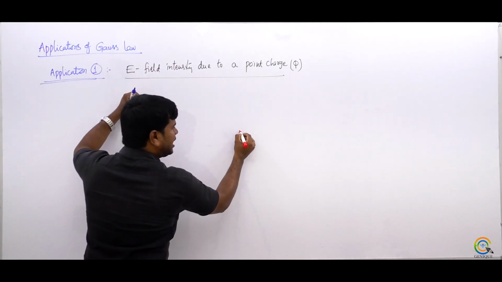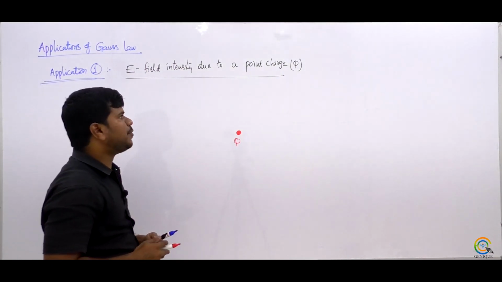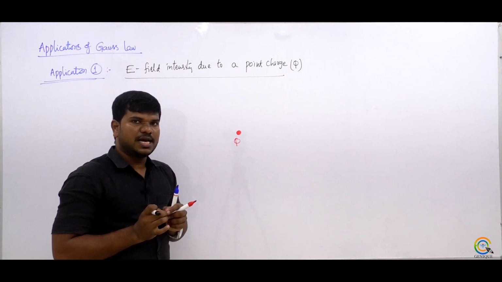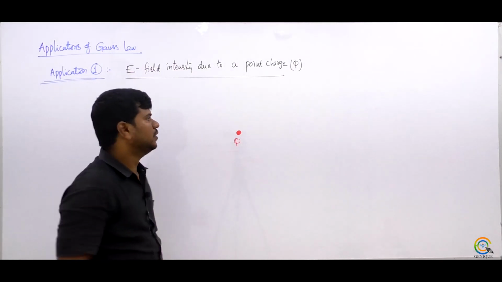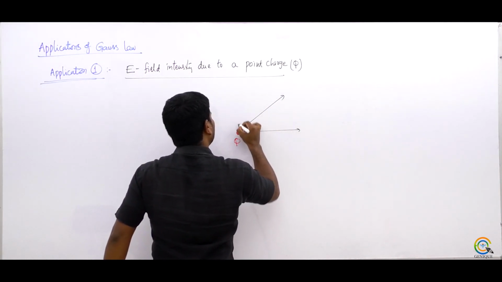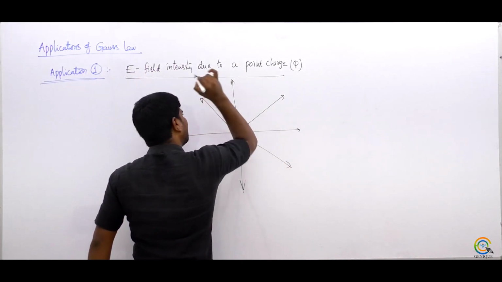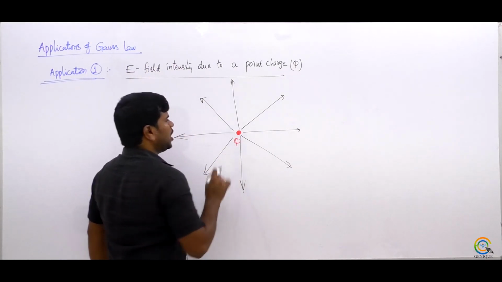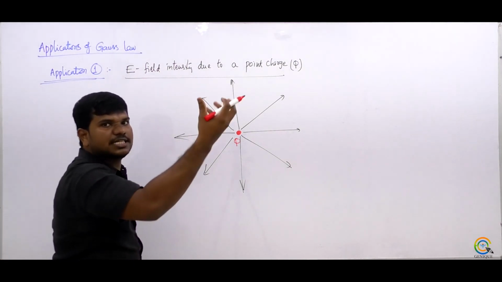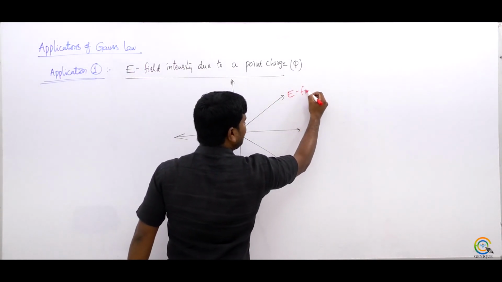Suppose you take any point charge Q. You know that the electric flux will be radially outward from the Q. The field will be radially outward. Suppose you want to find the electric field intensity or electric flux density anywhere in this field, already we know this is called the E field.